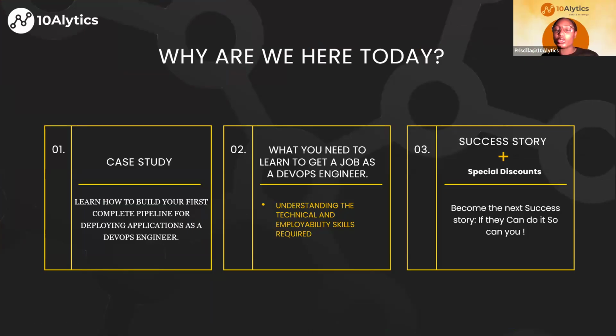Thereafter, I would also teach you and bring you up to speed when it comes to what you need to learn to get a job as a DevOps engineer. Because I want to believe that the major reason you're here today is to learn how to build this pipeline. And for some of us that are really interested in pivoting into being a DevOps engineer, you also need to learn what skills you need so that you get a job. The end goal, I like to believe, is for you to get a job, and you get to learn how you go about that today. Both the technical skills that you need as well as the employability skills.